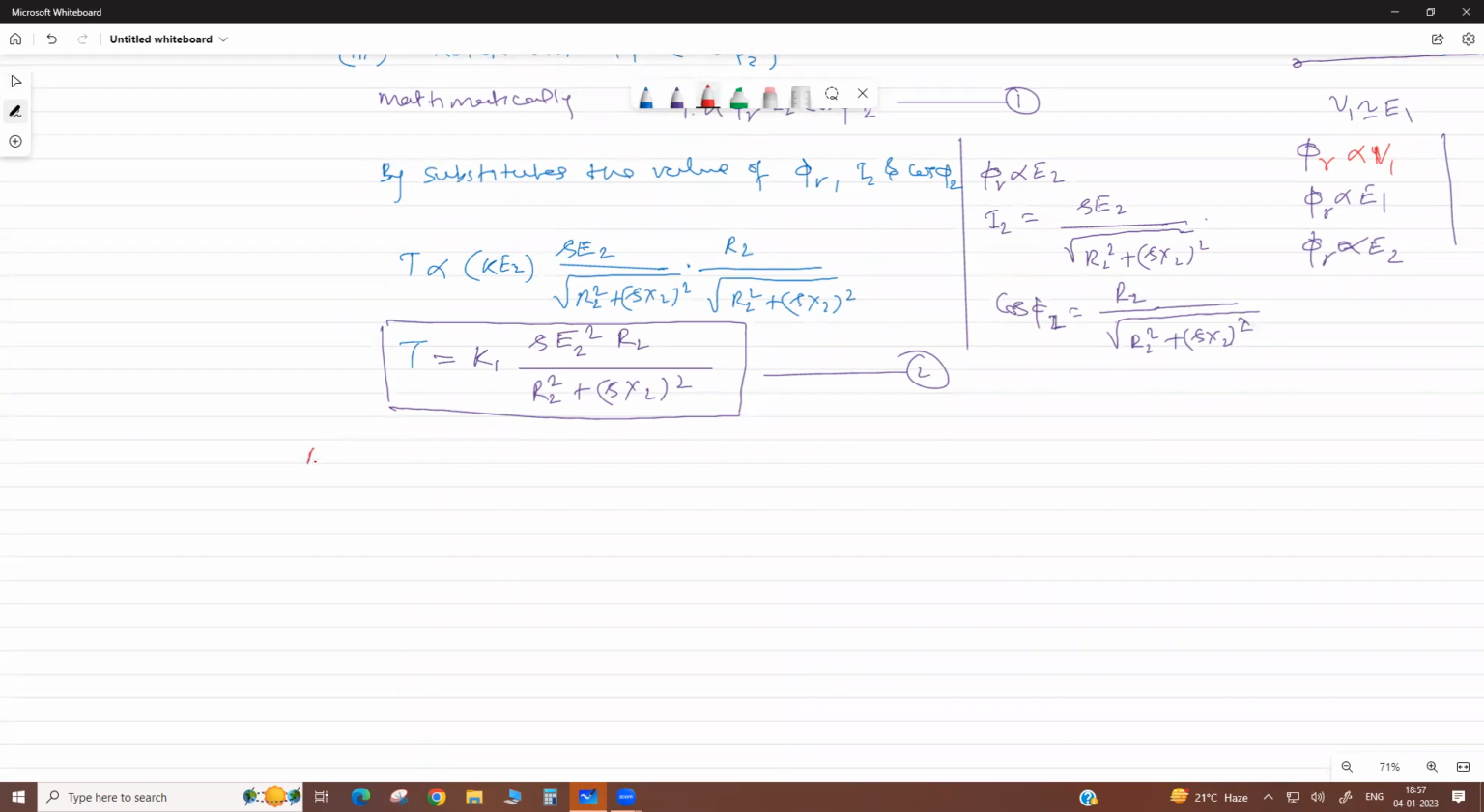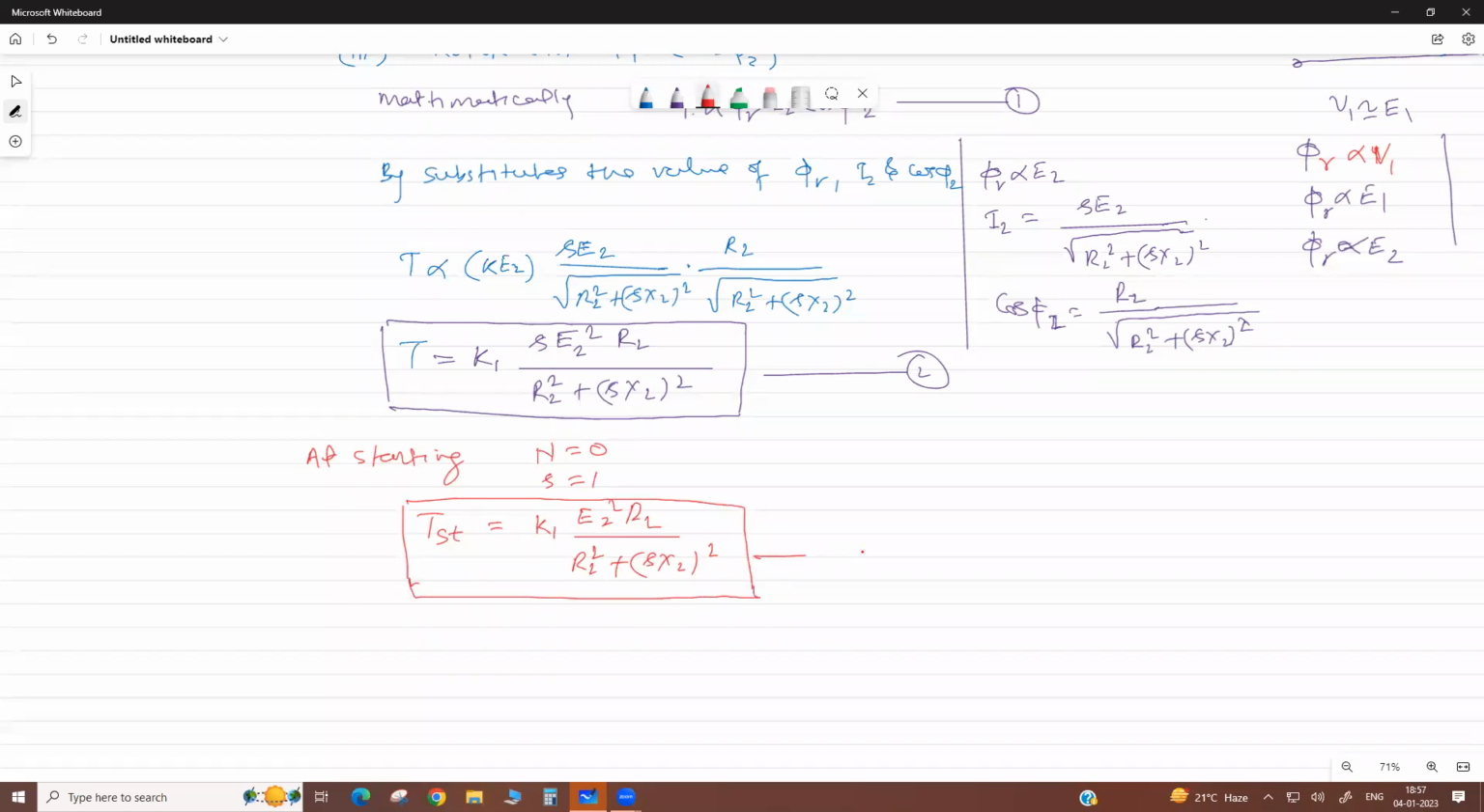Now suppose the motor is starting. When the motor is just switched on, the speed is 0, so the slip is 1. Therefore, the torque developed at starting, called the starting torque, equals K1, slip is 1, then E2 square R2 by R2 square plus X2 whole square. So this is your starting torque.